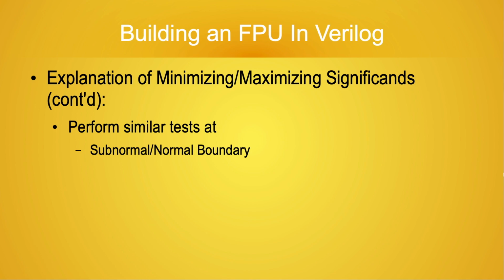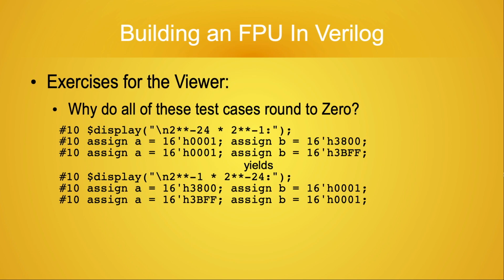Just as there is a boundary where changing the significand values of the multiplicand and multiplier causes the product to change from a normal number to an infinity, there are cases where changing the significand values changes the product from a subnormal number to a normal number. And finally, there are cases where changing the significand values changes the product from 0 to a subnormal number. The test code for this video includes all of these test cases. I'll leave it as an exercise to the viewer to explain why all the following test cases result in the same product.